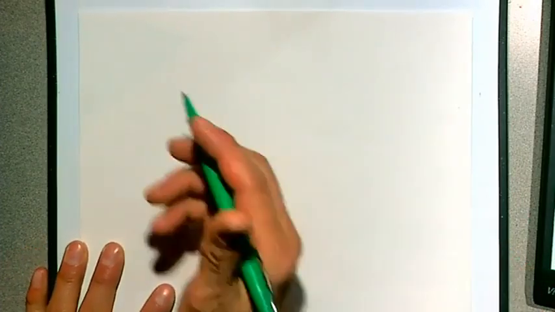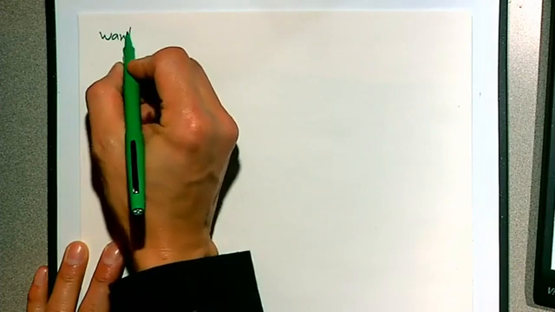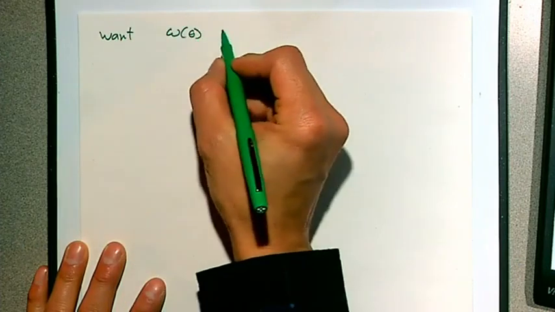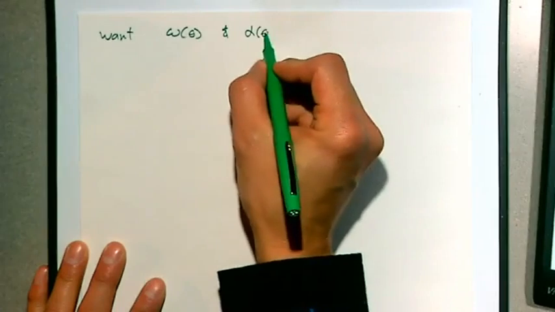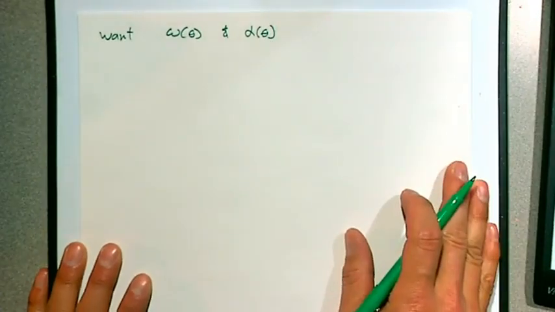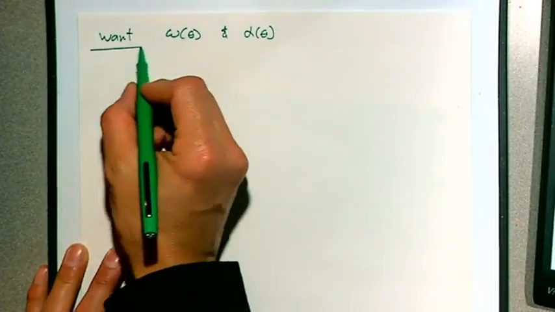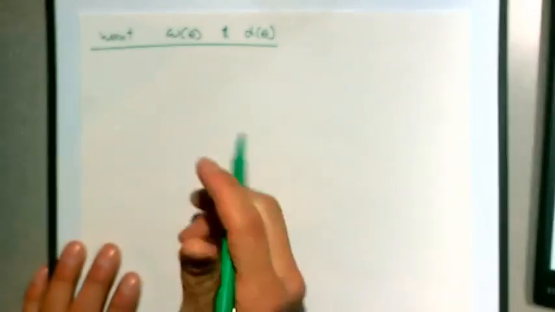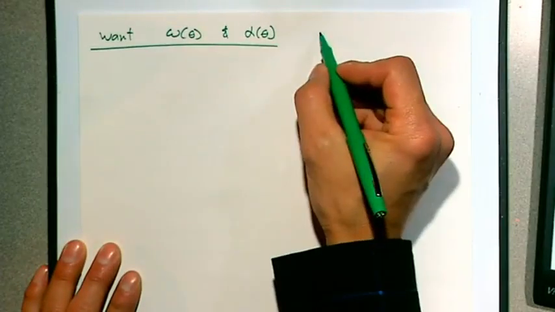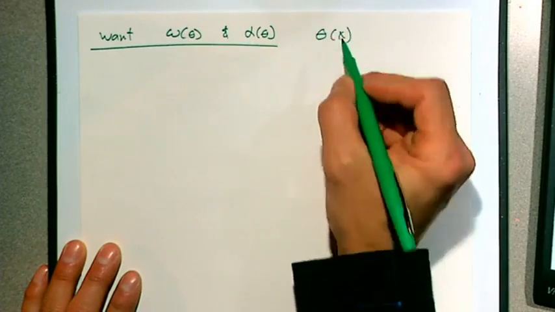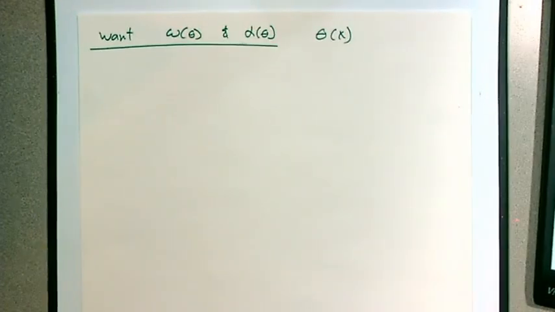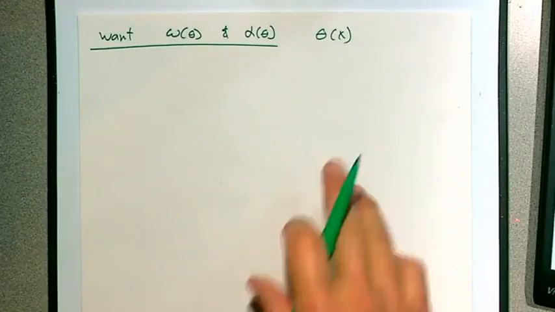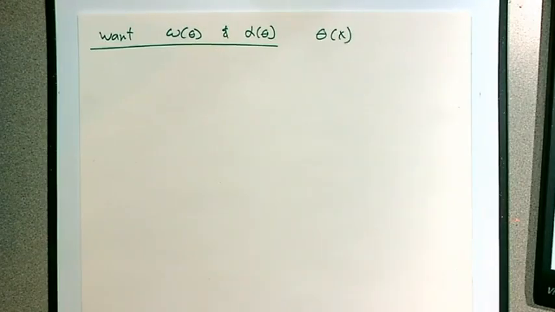So, as a function of angle theta, we want omega of theta and alpha of theta. So, looking at this thing, we say, hey, theta looks to be a function of x, right? As I change my x position, theta changes. Can I write out what that theta might look like?